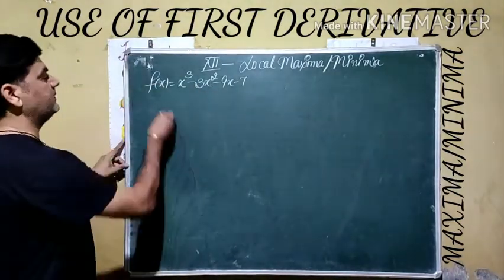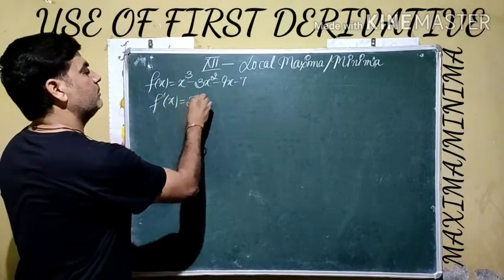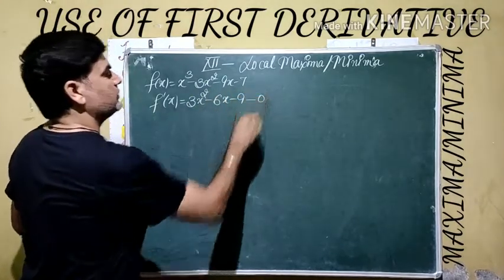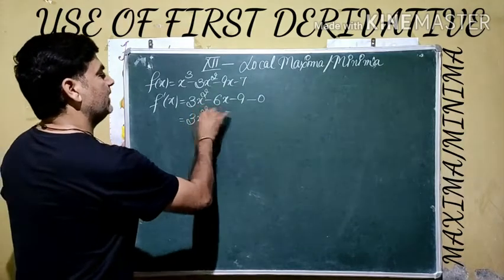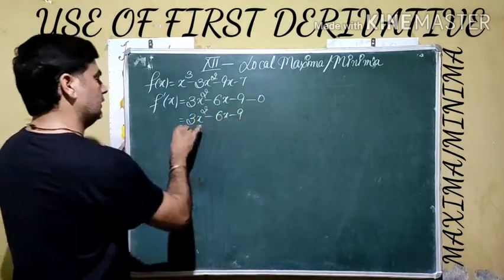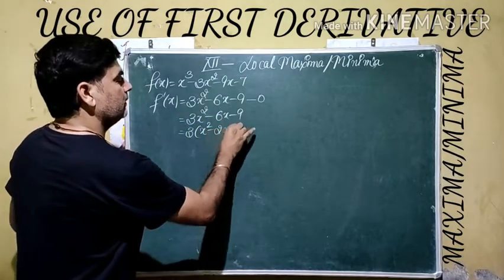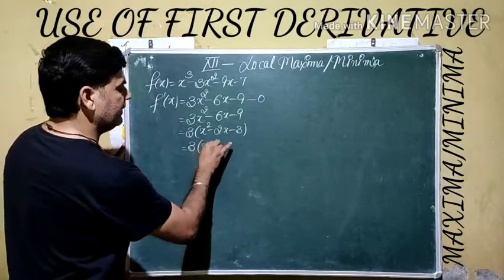taking here. Our first step is to take out the first derivative by power rule. It becomes 3x², it becomes 6x, it becomes 9, and the derivative of a constant becomes 0. So overall we get 3x² minus 6x minus 9. 3 is common here, so we take out 3 common. We factorize by separating the middle term. After factorization we get this one.